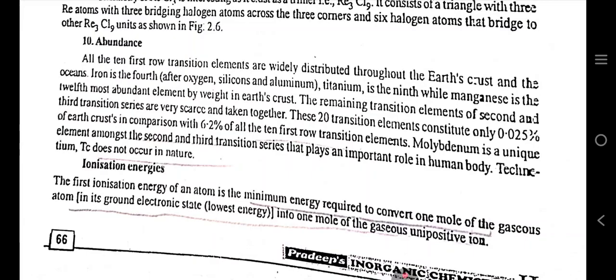Ionization energies. The first ionization energy of an atom is the minimum energy required to convert one mole of the gaseous atom in its ground electronic state (lowest energy) into 1 mole of the gaseous unipositive ion.